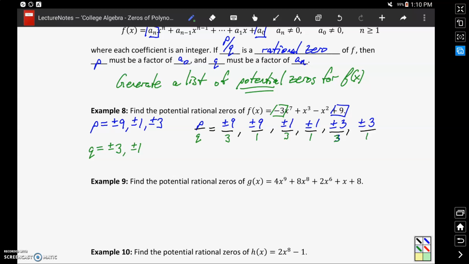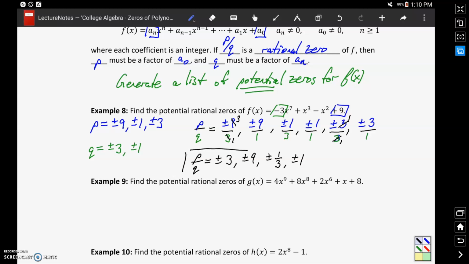Now what we want to do is filter through that list and simplify where possible. For instance, 9 over 3 is going to reduce to 3 over 1. So our actual list of values for p over q will include plus or minus 3, plus or minus 9, plus or minus 1/3, plus or minus 1. When we look at plus or minus 3 over 3, this will reduce to 1 over 1, which is just 1. We already have that number taken into account. And we have 3 over 1, which we already have taken into account.